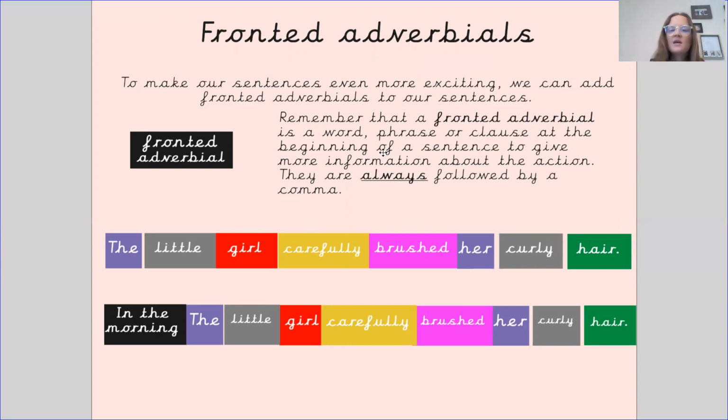So our sentence that we're starting with before we add our fronted adverbial is the little girl carefully brushed her curly hair. We now have in the morning, the little girl carefully brushed her curly hair, and our comma should have gone there. And obviously, then this would have been corrected to have a smaller letter because the start of our sentence is now there.